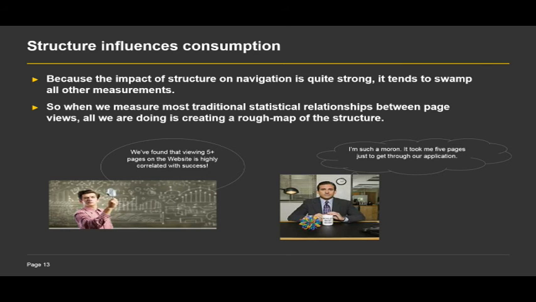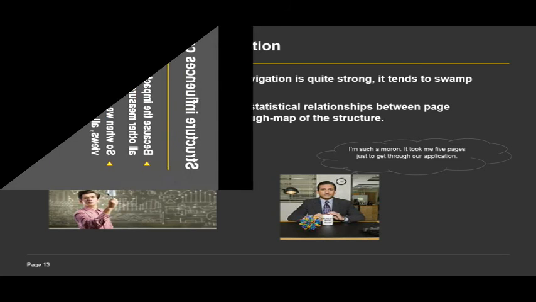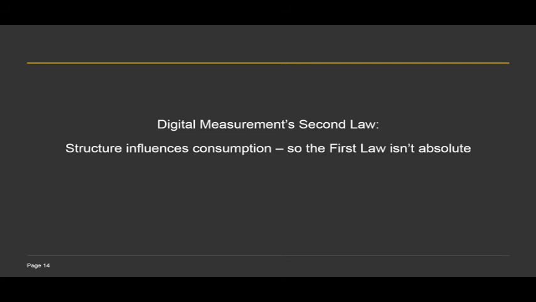No one would ever make these kinds of mistakes with map data, but people tend not to think of digital worlds as, well, worlds. They are. They have a structure, and that structure influences behavior. What's more, it's meant to, and this is important. While you're busily trying to figure out what it means when people view a page, someone else is busily trying to force visitors to consume that very page. So here's digital measurement's second law. Structure has a huge influence on consumption.